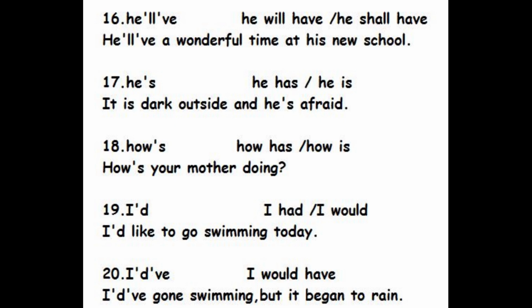Here's another tip for you. It is for it's. So we could say the contraction, it's dark outside and he's afraid. We often use more than one contraction in a sentence, just like this, if we wanted to use it that way.